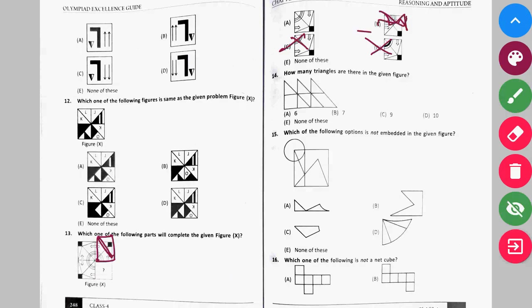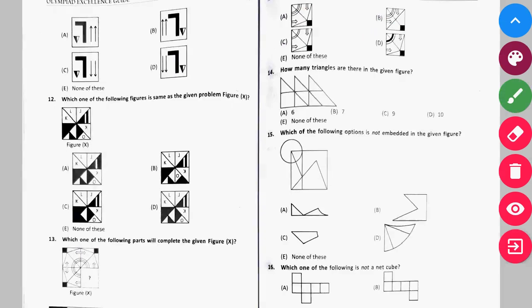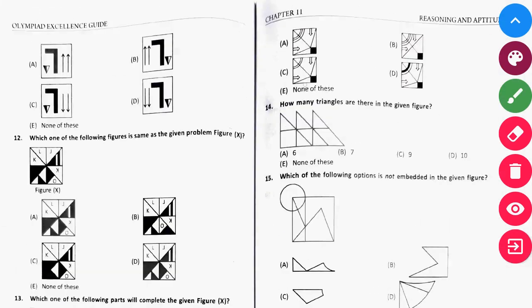In B, it is divided into equal triangles. So our answer is option A. You have to think of all points, each and every point, before finalizing your decision.